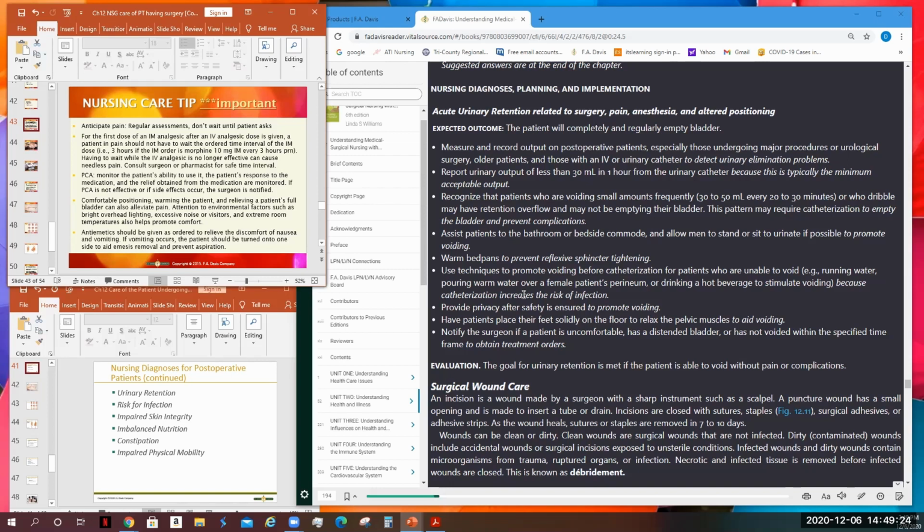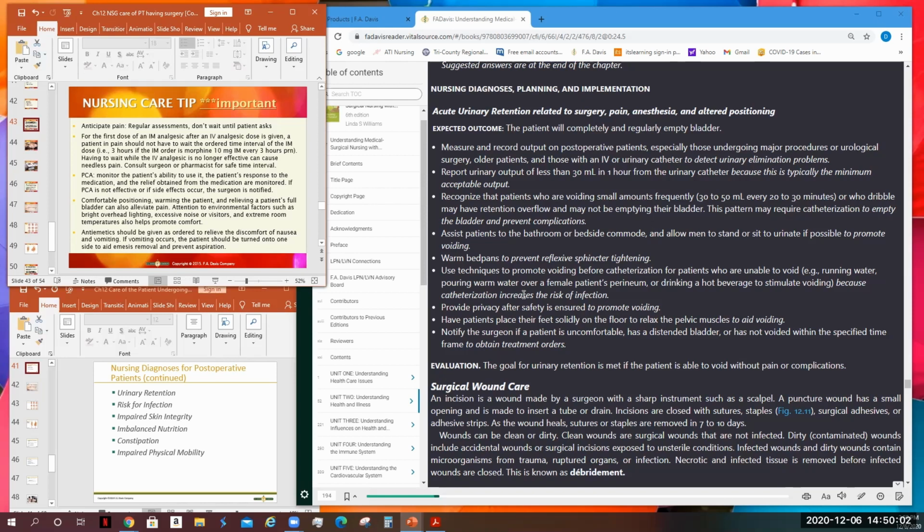Report urinary output of less than 30 milliliters in 1 hour from the urinary catheter because this is typically the minimum acceptable output. Recognize that patients who are voiding small amounts frequently, 30 to 50 milliliters every 20 to 30 minutes, or who dribble may have retention overflow and may not be emptying their bladder. This pattern may require catheterization to empty the bladder and prevent complications.